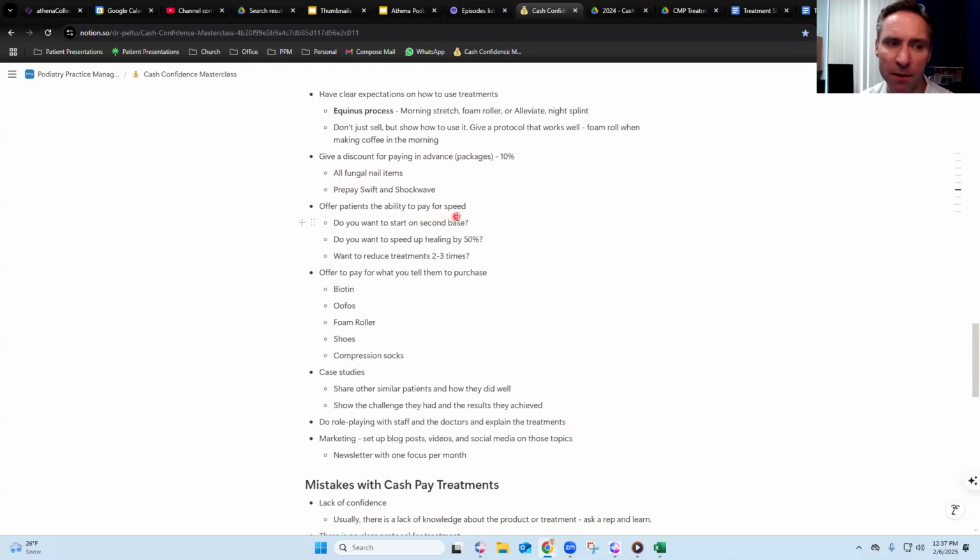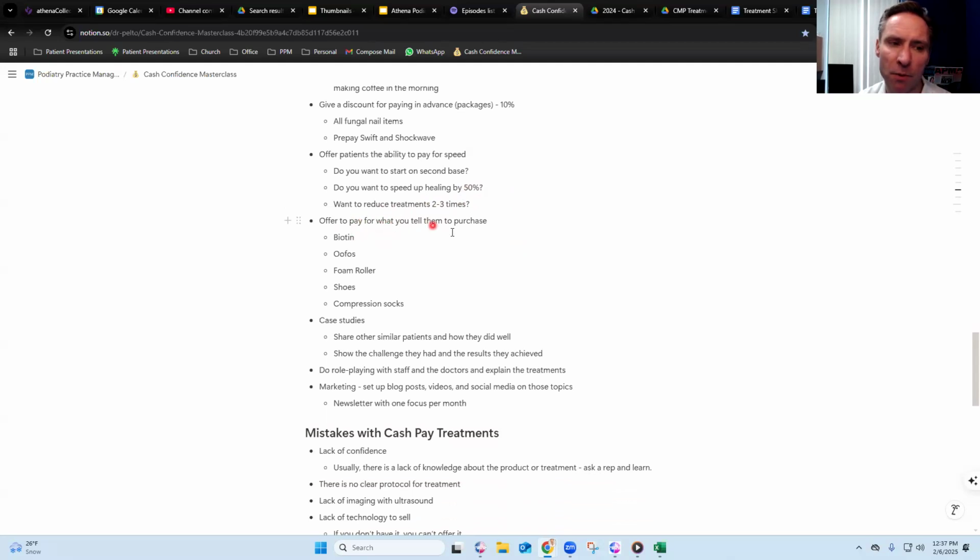I think patients want to get better faster. So I ask them, do you want to start on second base? We can wait 3 weeks and try these other things. Frankly, very rarely does the initial stuff work, in my opinion. Occasionally, if it's just a tight Achilles patient, it might get better. But if they want to start on second base, it's quicker. I think an ultrasound really tells me a lot of information. Do you want to speed up healing by 50%? Do you want to reduce the treatment 2 to 3 times?